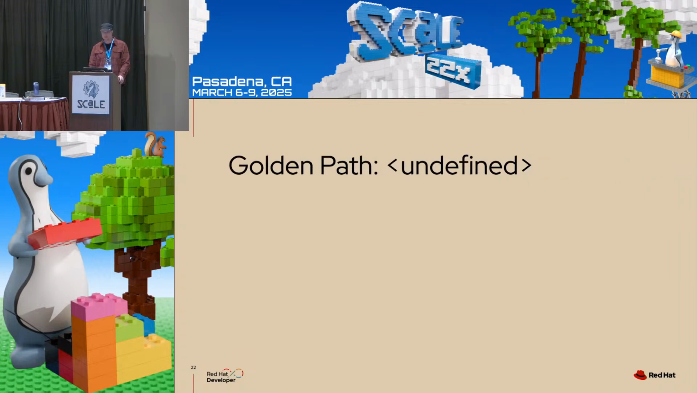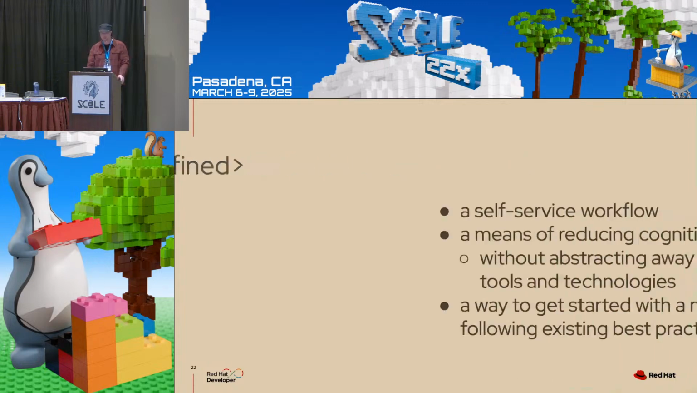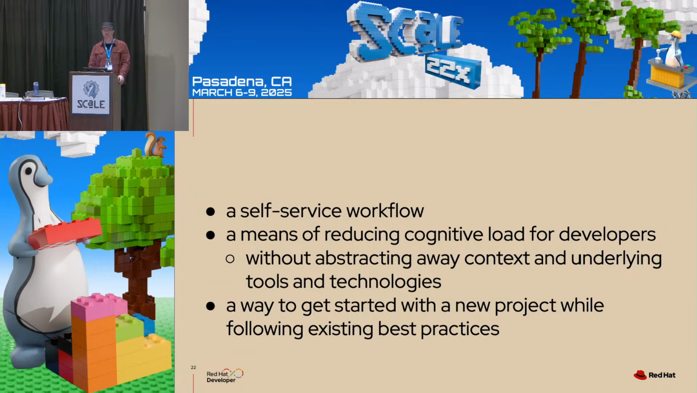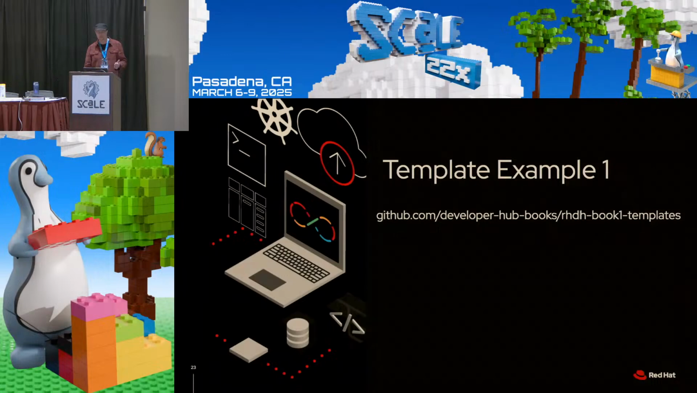And so what is this golden path? They didn't ever really define it very clearly. They mention golden paths in a bunch of different areas, but don't really give it a clear definition. So here's my attempt at trying to define these golden path or software templates. It's a self-service workflow primarily. It's a means of reducing that cognitive load for developers without abstracting away any context and underlying tools and technologies. And it allows people to get started with new projects while following best practices.